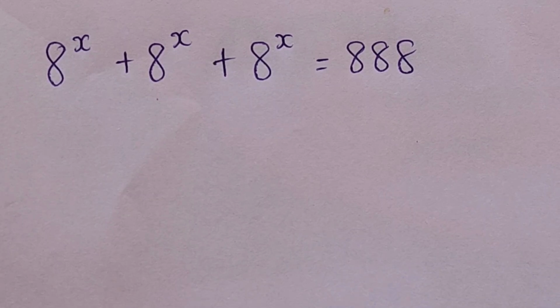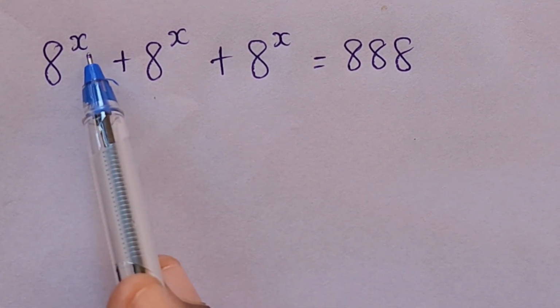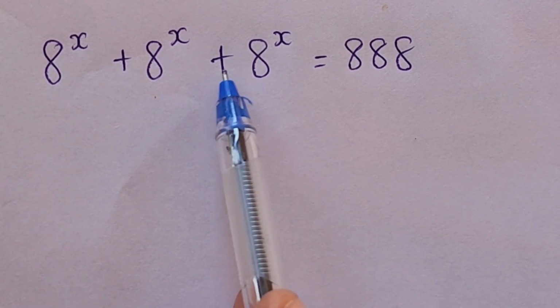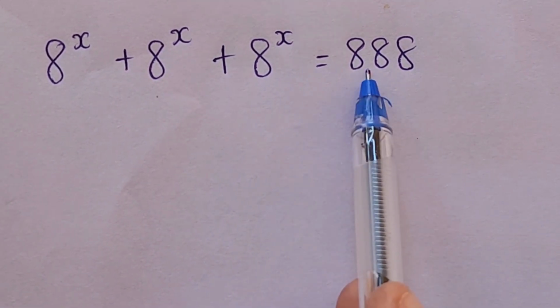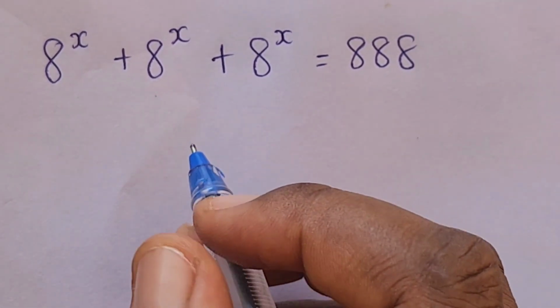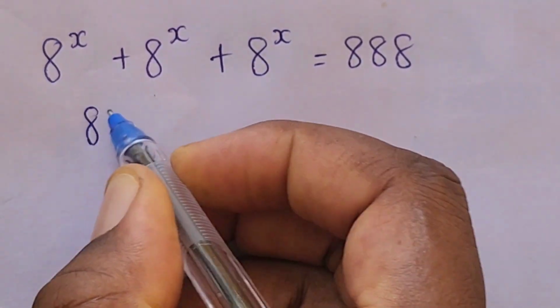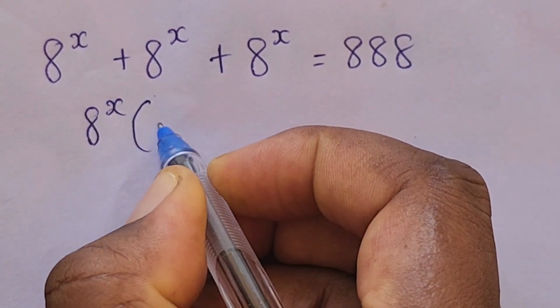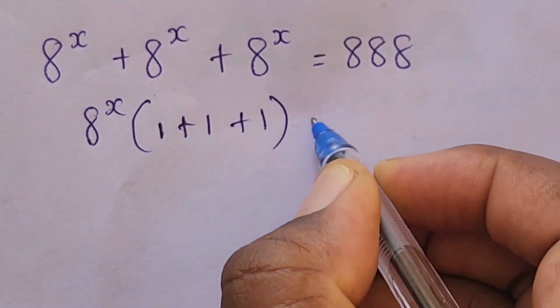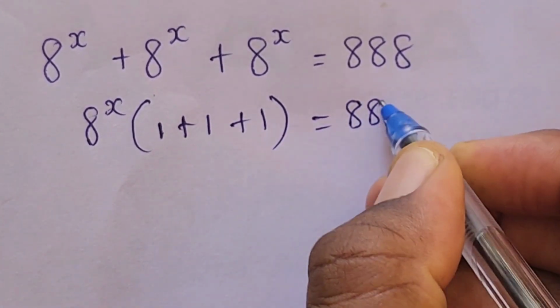So today we want to resolve this. We have 8 to the power of x plus 8 to the power of x plus 8 to the power of x equal to 888. Let's factor out 8 to the power of x from here. To have 8 to the power of x, we have 1 plus 1 plus 1 is equal to 888.